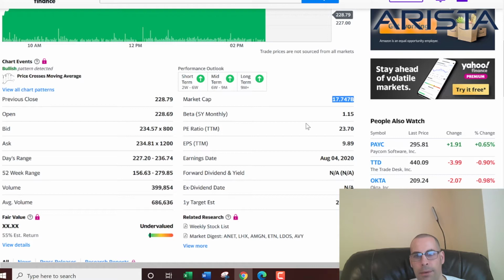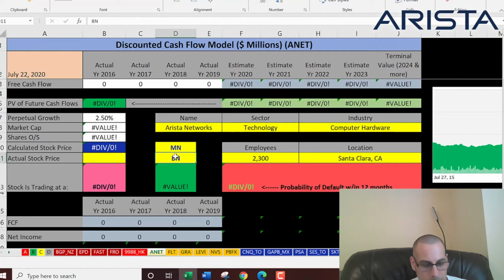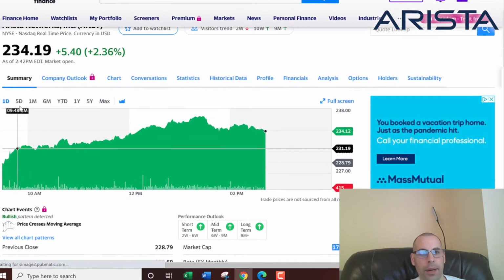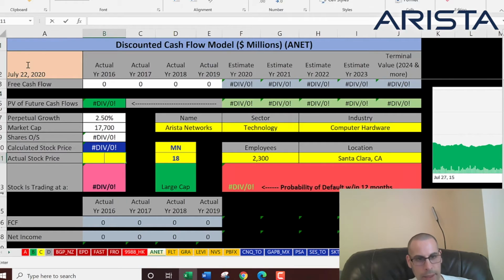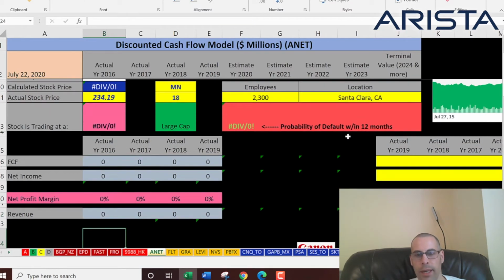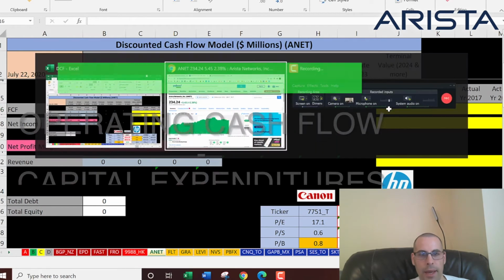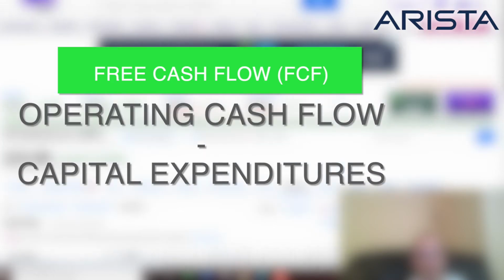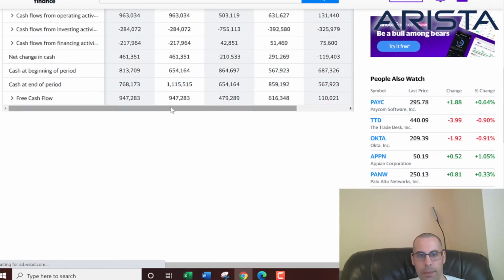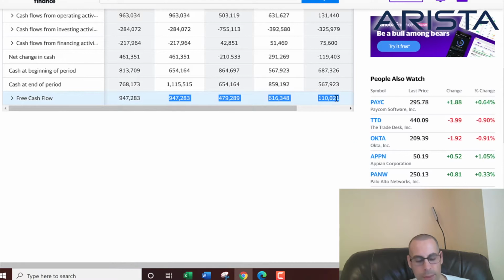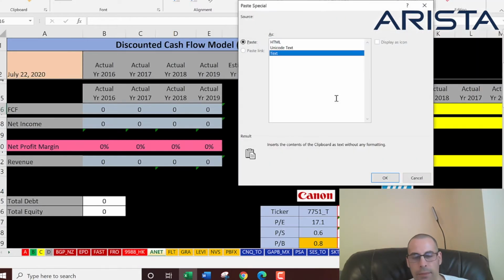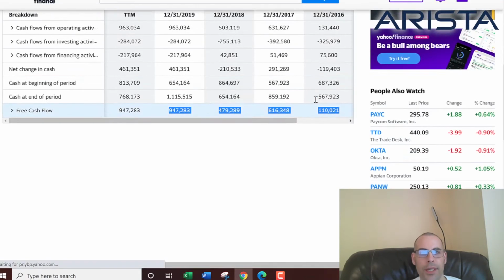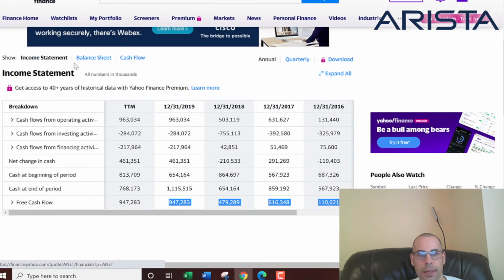This company has a market cap of $17.7 billion. So it's a large cap stock. Let's get the stock price, $239.14. That's one share of stock. Next, we're gonna get the free cash flows. And the way you value a company is you estimate the future free cash flows, and then you discount that number back to today's value. And that's what I'm doing in this video. And free cash flow is cash flow from operations minus capital expenditures.